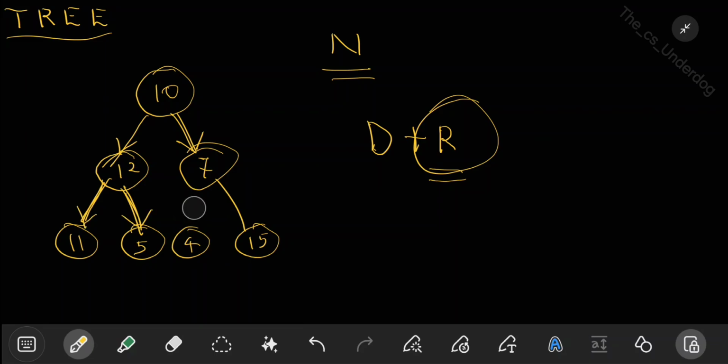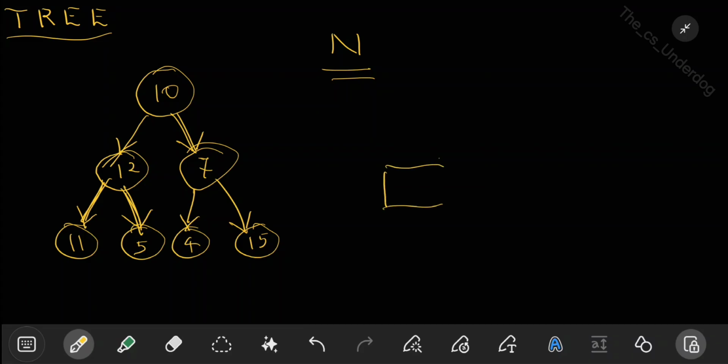These references are similar to the references you saw in the linked list lectures. For example, if there is a linked list, each node in the linked list will have a reference to the next node. That node will again have a reference to the next node. Similarly, in the tree, each node will have references to its children. So you understood what a node is.